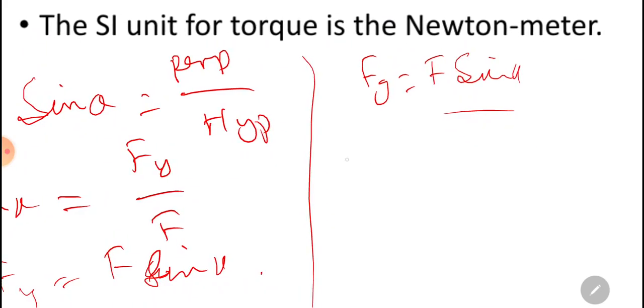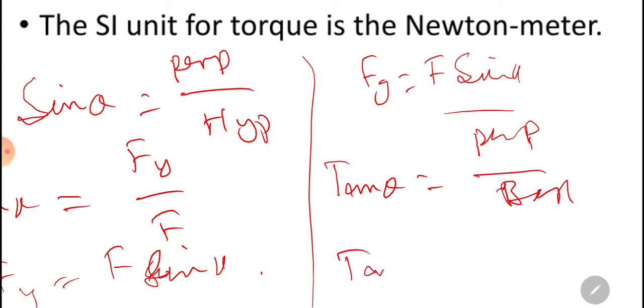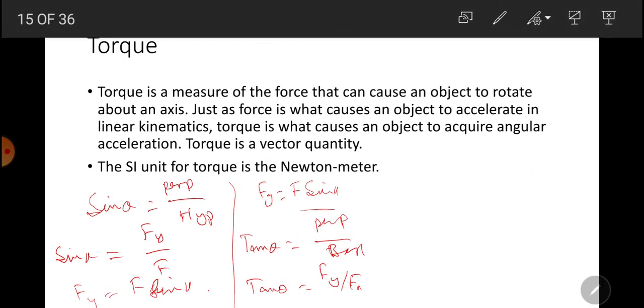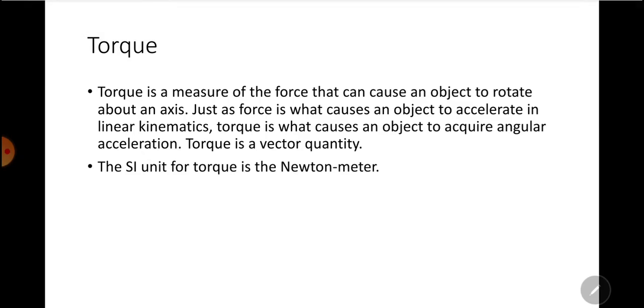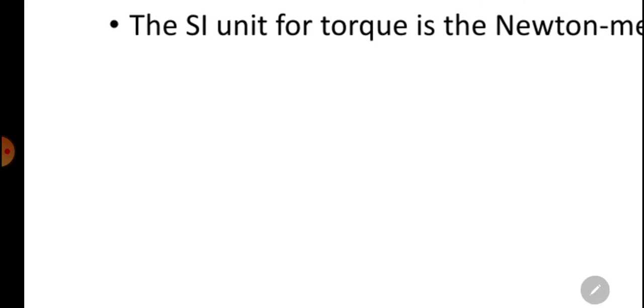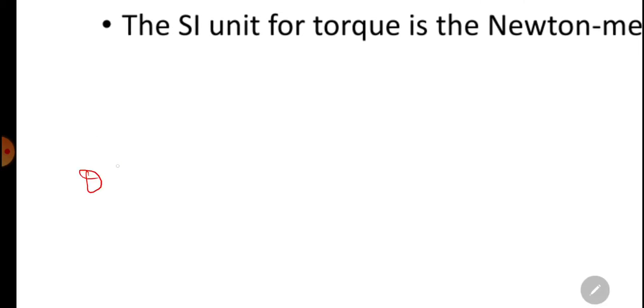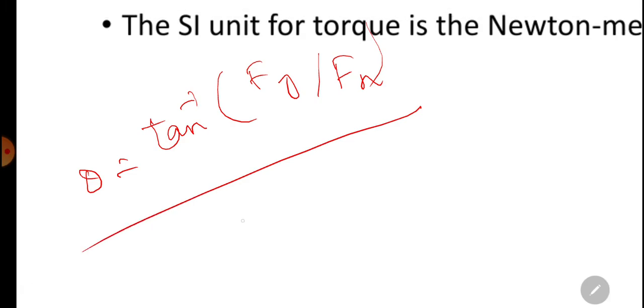Now, similarly, tangent theta will be equal to perpendicular by base. So tangent theta is equal to Fy divided by Fx. Theta is equal to tangent inverse of Fy divided by Fx.